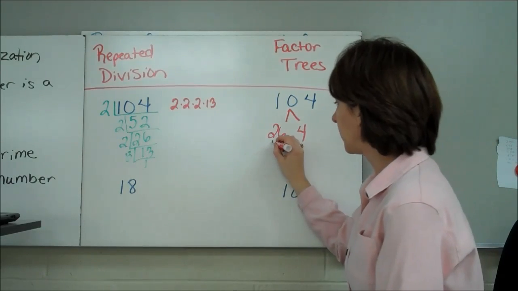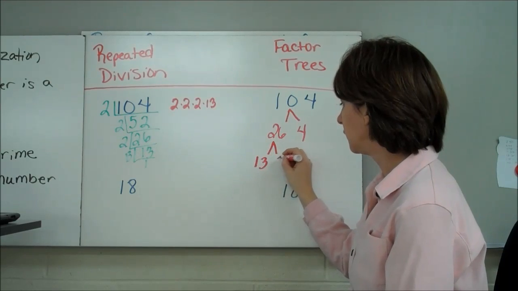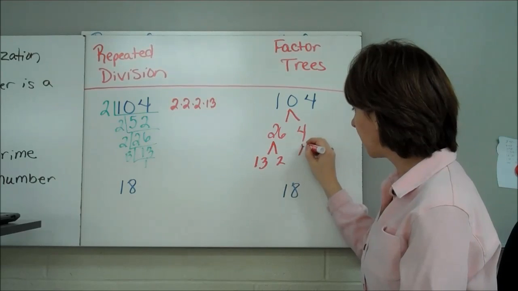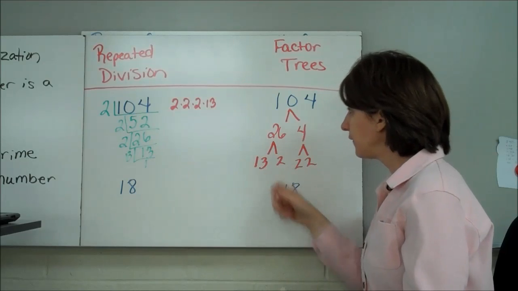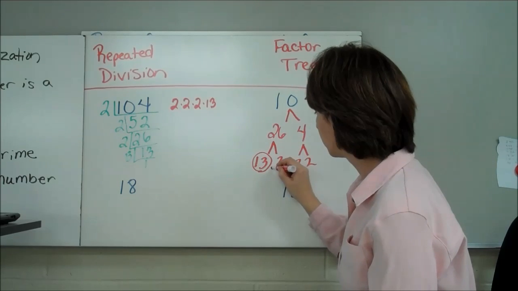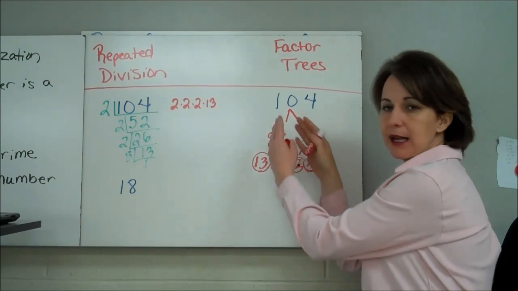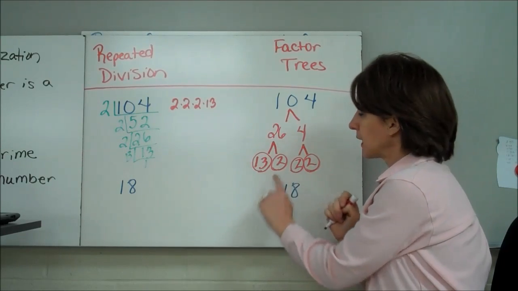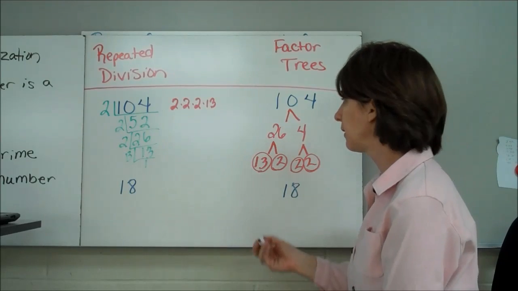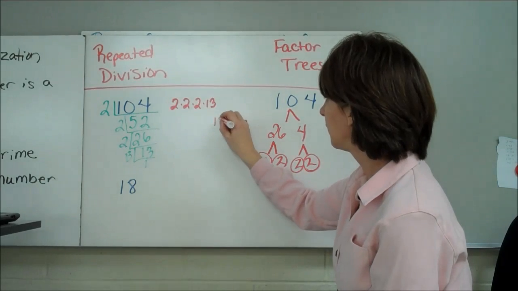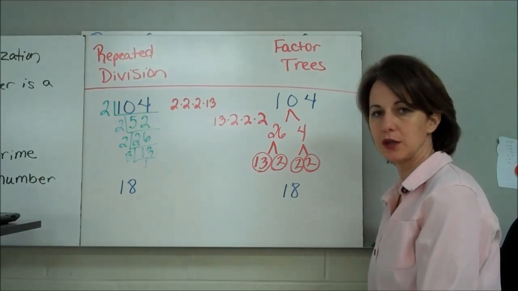So what makes 26? Well, 26 is made with a 13 and a 2. And 4 is made with a 2 and a 2. Now, all of these numbers are prime, so we would circle them. And you can see how this looks like a tree. And our prime factorization is the set of circled numbers. So this one would be 13 times 2 times 2 times 2.